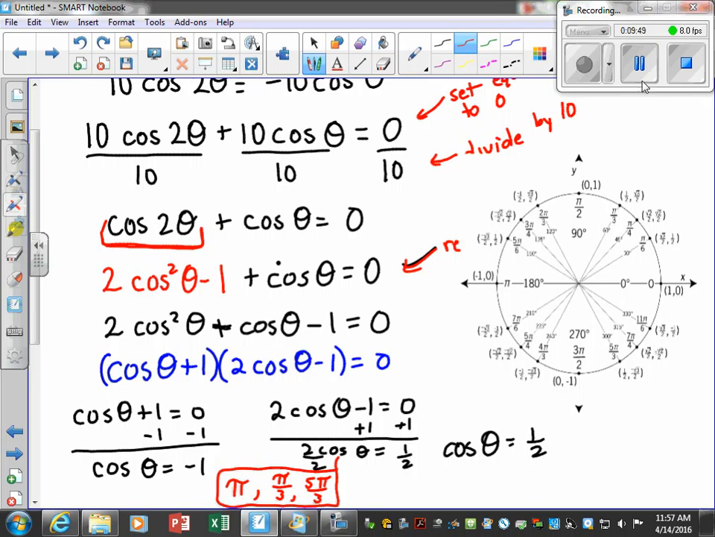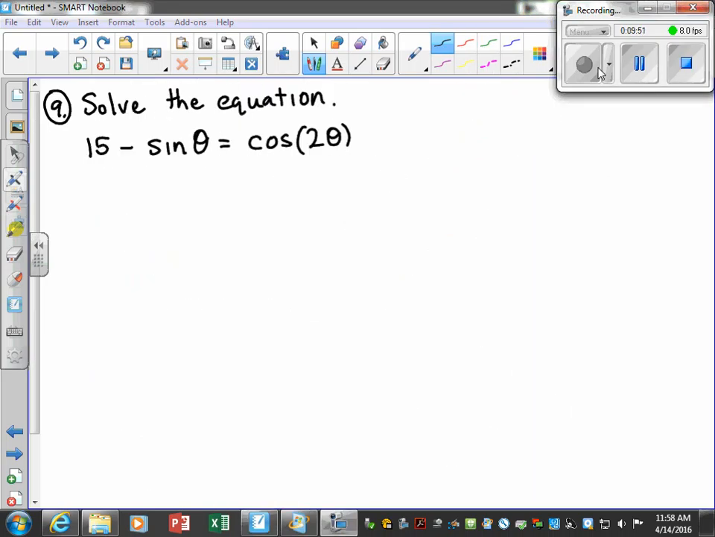Okay, our last one, 15 minus the sine of theta equals a cosine of 2 theta. Well, clearly we want to go here and determine which formula we can use to substitute for this. And if this side has a sine of theta in it, if we can get them in terms of sine only, we want to use that formula. So if you look back at your formula sheet, we can see that for the cosine of 2 theta, we're going to use 1 minus 2 sine squared theta.